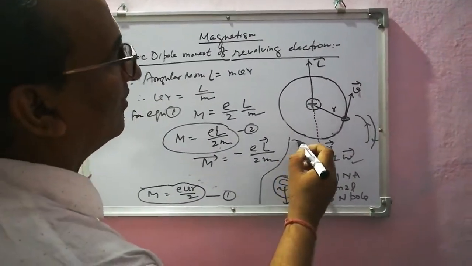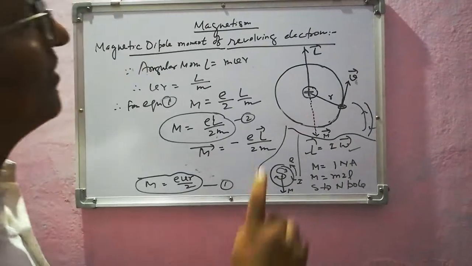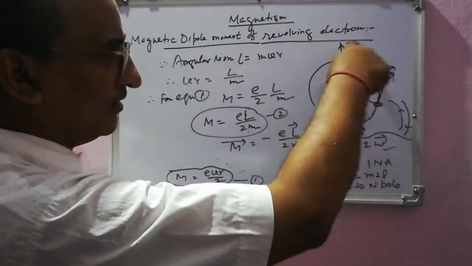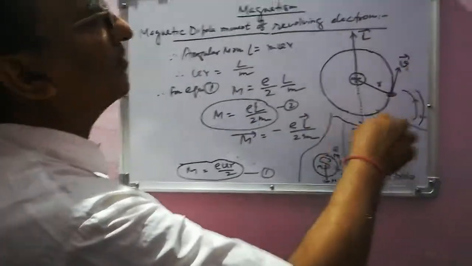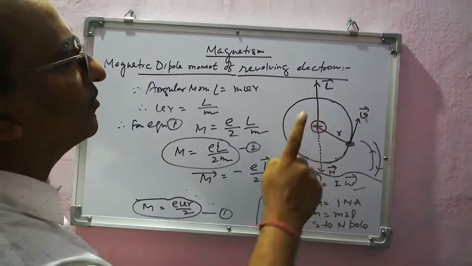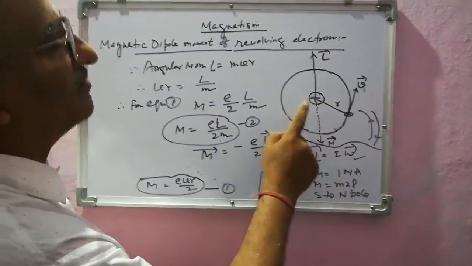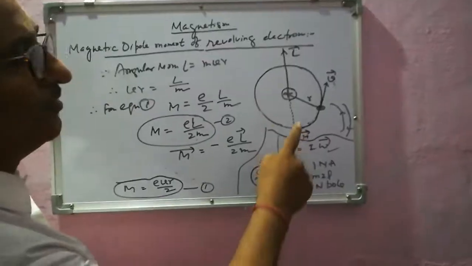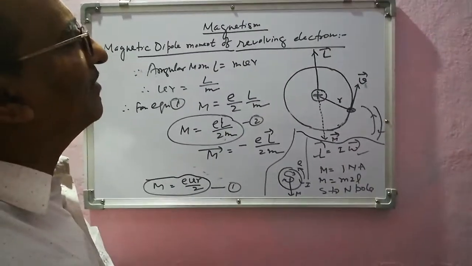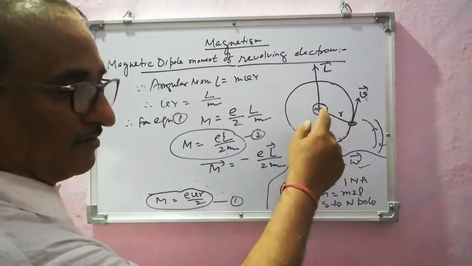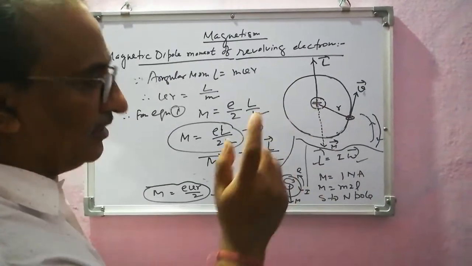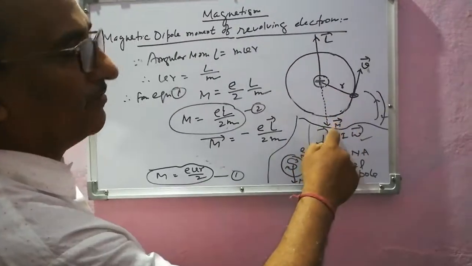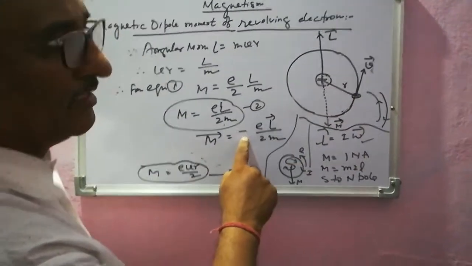Again, see this electron is revolving in this direction, current will be constituted in the opposite direction. So as seen by you, the direction of current is clockwise. So this side becomes like a south pole, and the direction of magnetic dipole moment is from south to north. So the direction will be perpendicularly inward. In this way you see that the direction of L is perpendicularly outward, whereas the direction of M is perpendicularly inward, hence the negative sign is substituted here.